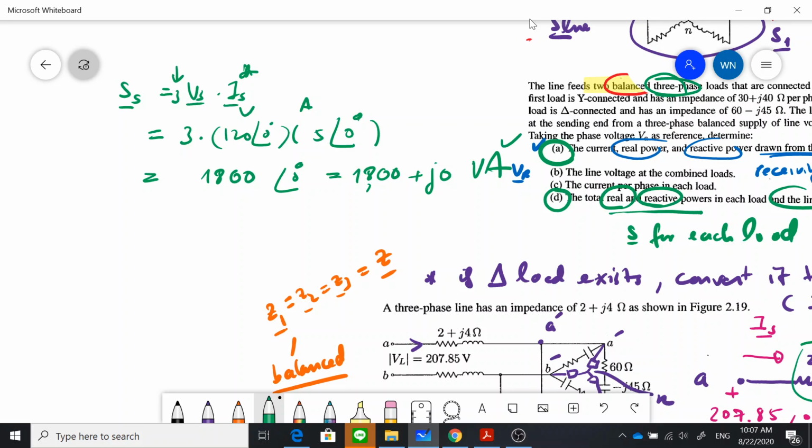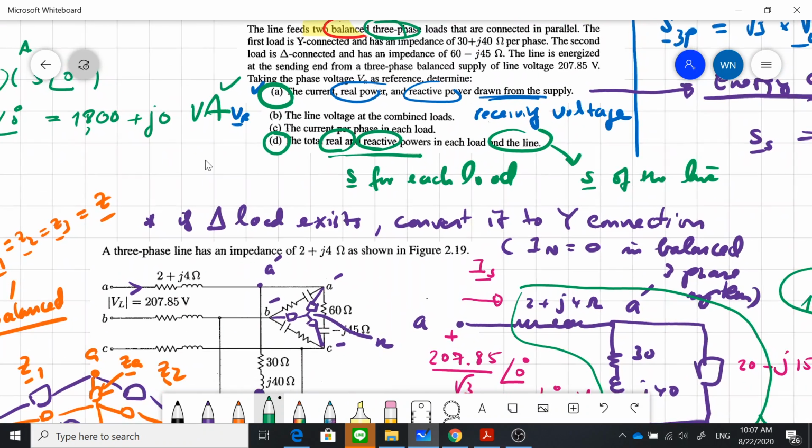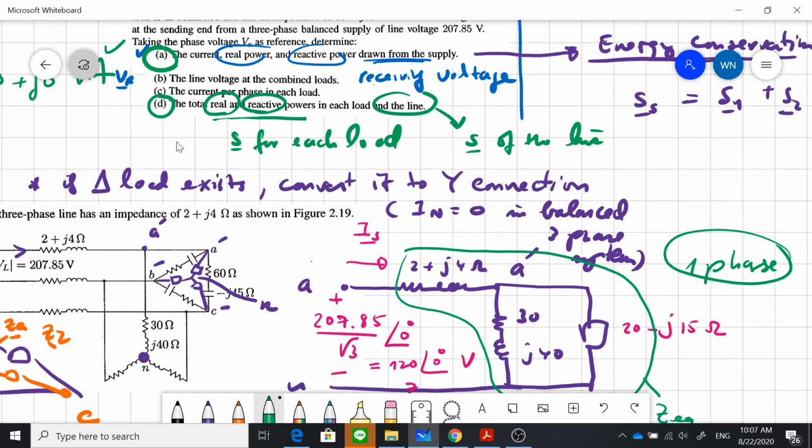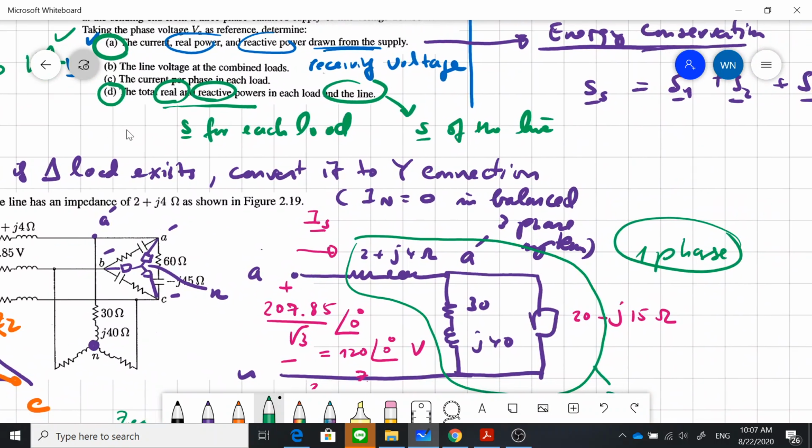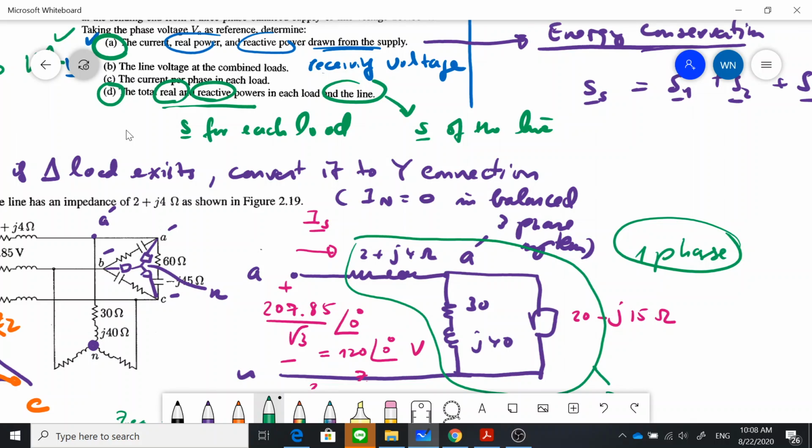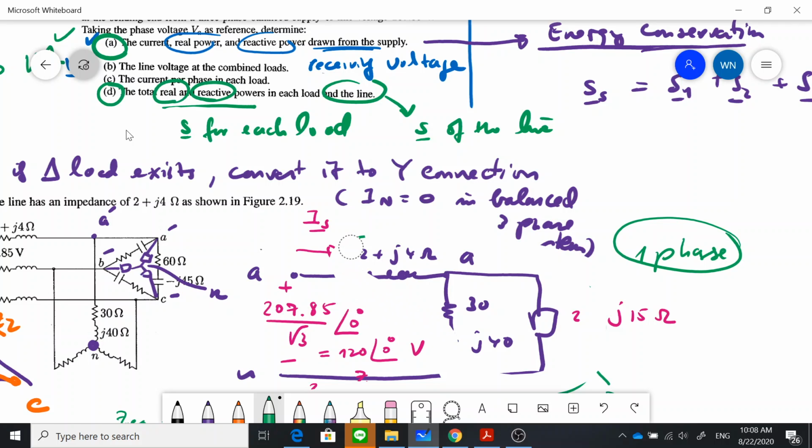We answered question A. For question B, the problem asks you to determine the voltage at the combined load. So let's look at the equivalent circuit of this. The equivalent circuit of this problem is that you see the calculation from here, this is the diagram.